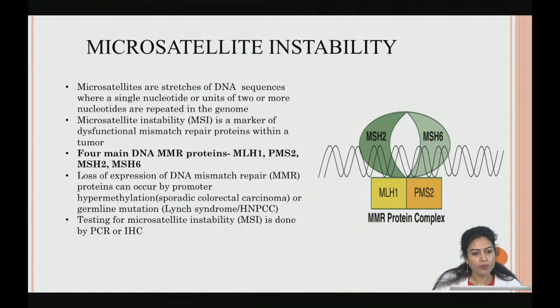MSI is one which is now being advocated in the 8th edition of AJCC for further prognostication of these patients. What are microsatellites? They are stretches of DNA sequences where a single nucleotide or units of 2 or 3 nucleotides are repeated in the genome. And MSI is a marker of dysfunctional mismatch repair proteins within a tumor. Basically, you have 4 main DNA MMR proteins, the MLH1, PMS2, MSH2 and MSH6, which constitute the MMR protein complex.